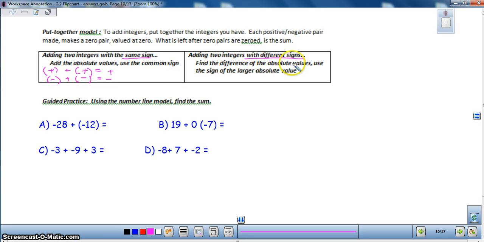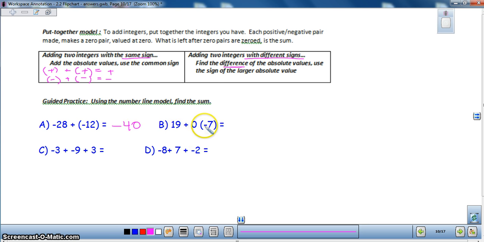When the signs are different, remember that's when you have to be thinking of finding the difference or subtracting. Here the signs are the same. Our answer is going to be negative. 28 and 12. I'm going to add 28 plus 12. 28 plus 12 gives us 40. Our answer is negative 40.